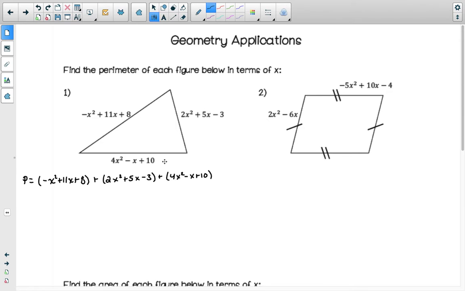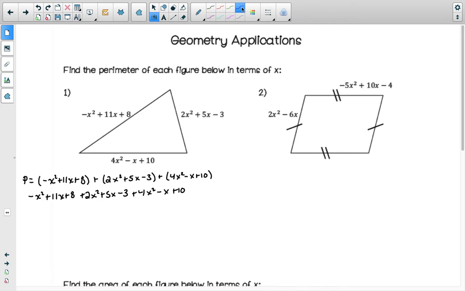Now the operation happening between our sides, or between our terms, is addition. So that means we're not going to multiply the variables, which means we can get rid of the parentheses. We have a positive sign in front of our first set of parentheses, meaning everything inside will stay the same. So we'll have negative x squared, a positive 11x, and a positive 8. The same happens for the next set because we have a positive in front of it. So we're going to have a positive 2x squared, a positive 5x, and a negative 3. And the same happens for our last set. We keep our positive 4x squared, our negative x, and our positive 10.